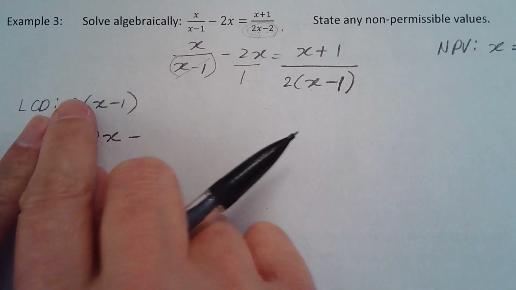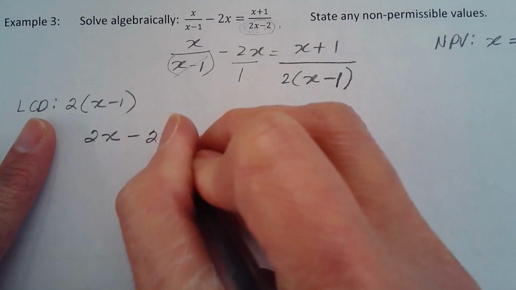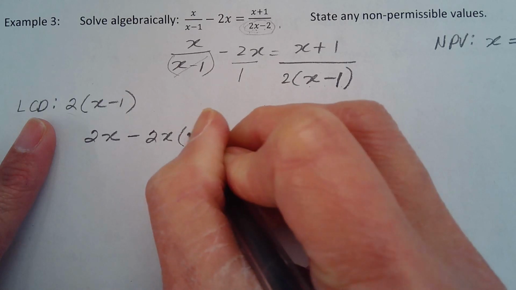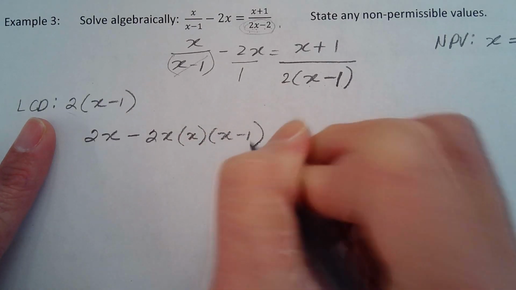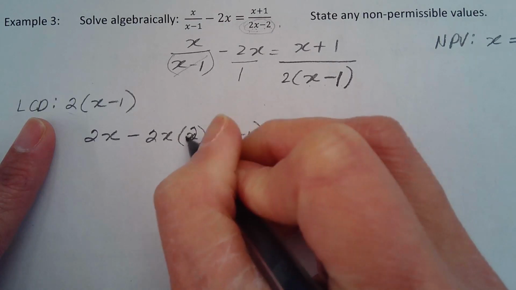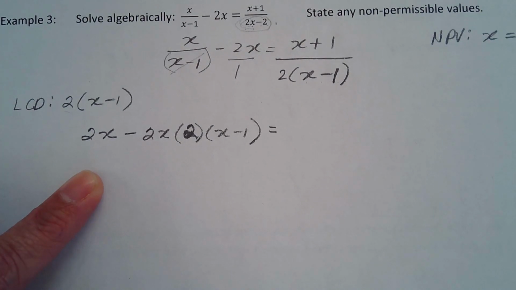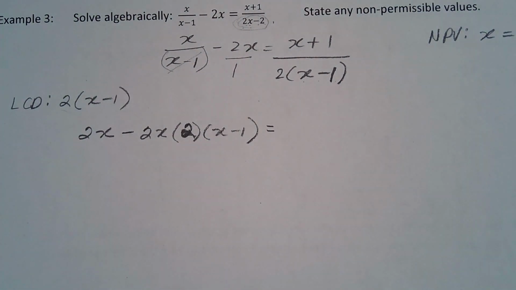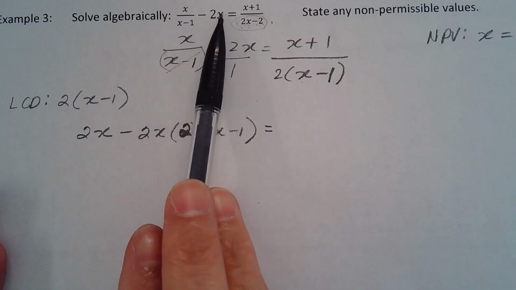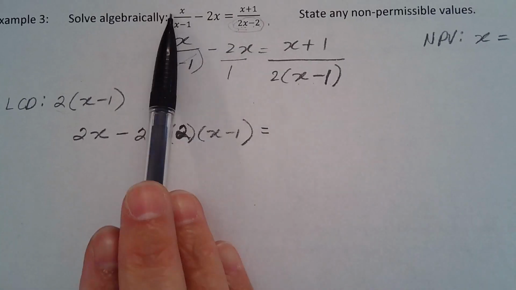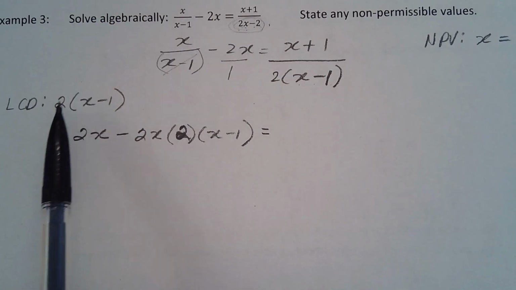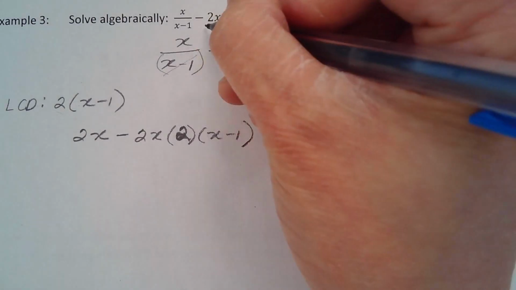When I multiply that, that's going to give us negative 2x times 2 times x minus 1. It's supposed to be 2. Okay, so far so good? No? Oh, okay. Yes, tell me when it's no, because it's better to figure that out now. So what we need to do is we're going to multiply each term, basically each part of this, by 2 times x minus 1.